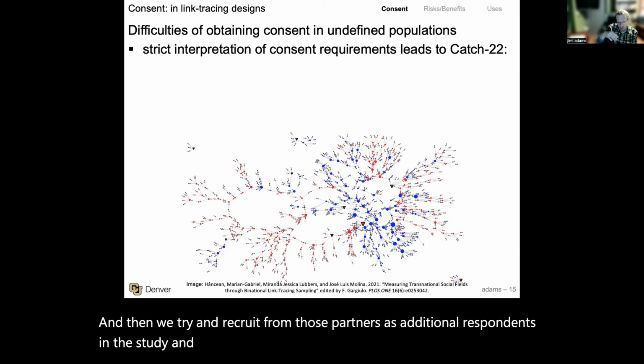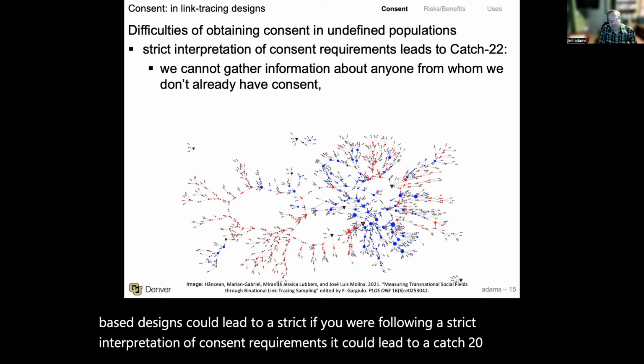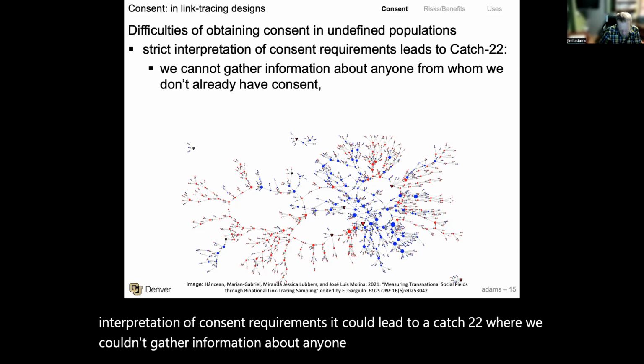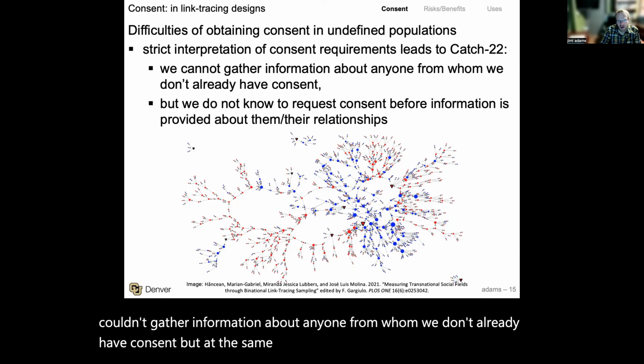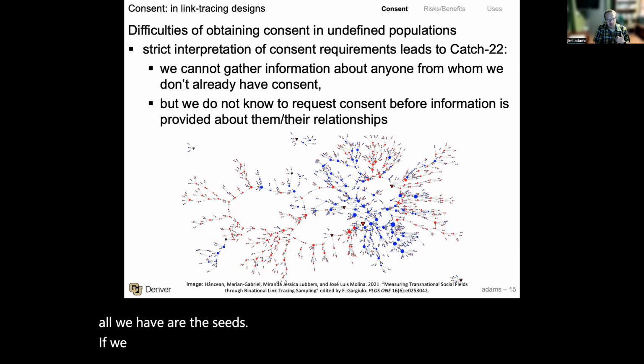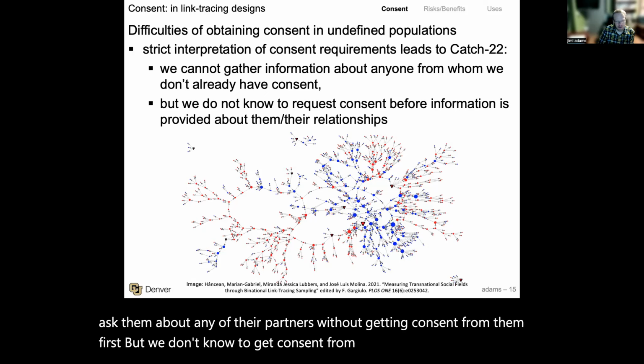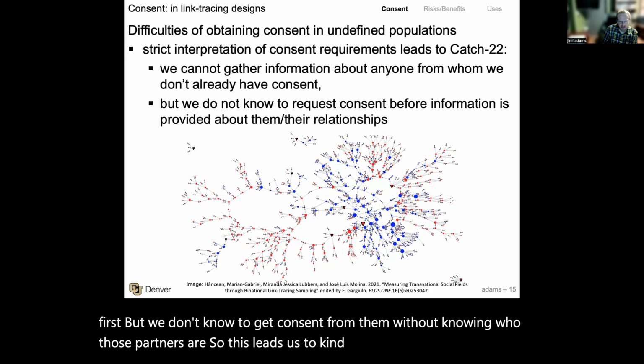And so these types of recruitment, referral-based, link tracing-based designs, if you were following a strict interpretation of consent requirements, could lead to a catch-22 where we couldn't gather information about anyone from whom we don't already have consent, but at the same time, we don't know who to request consent from before information is provided about them or their relationships. So if all we have are the seeds, if we were following a strict consent requirement, we might not be able to ask them about any of their partners without getting consent from them first, but we don't know to get consent from them without knowing who those partners are. So this leads us to a place of being stuck.